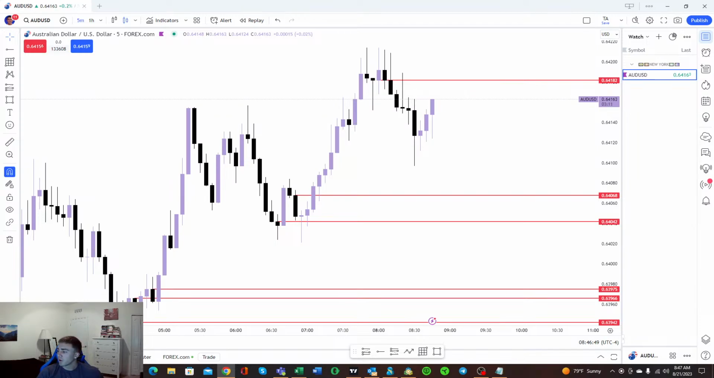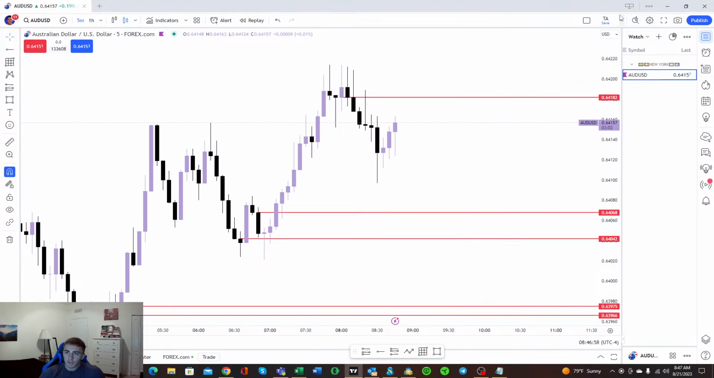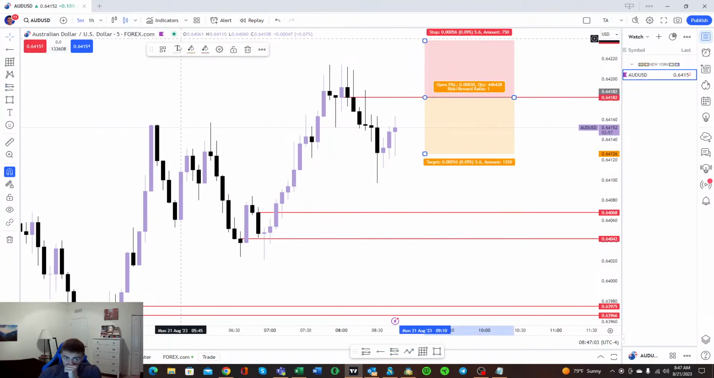So we might be shorting off here if it holds. I'm taking it down to this zone, ideally. Just to show you guys, we might be looking for something like this.